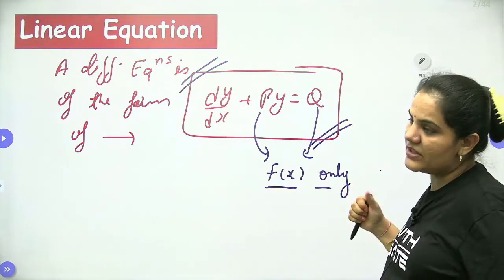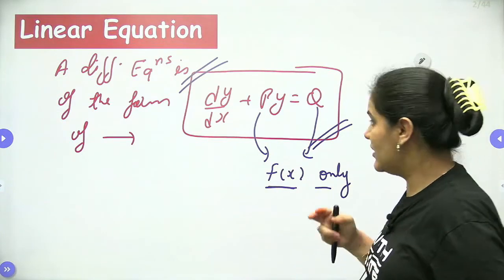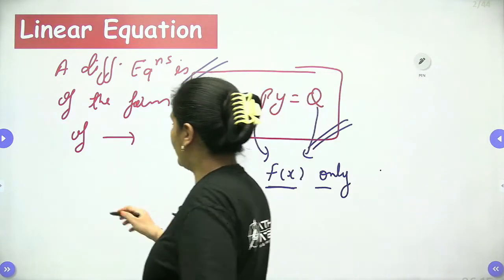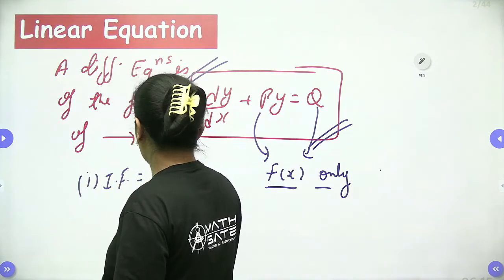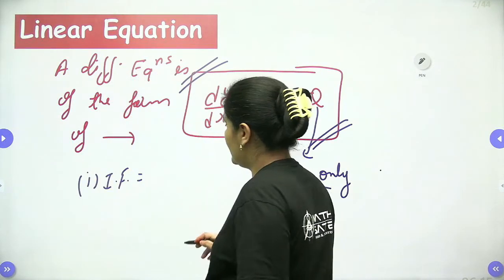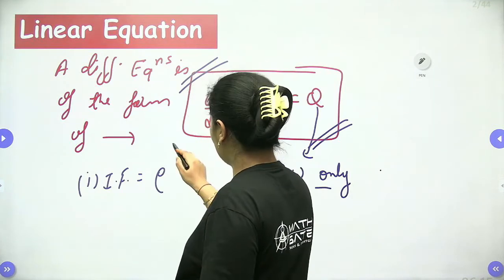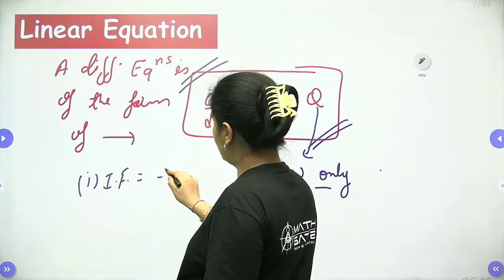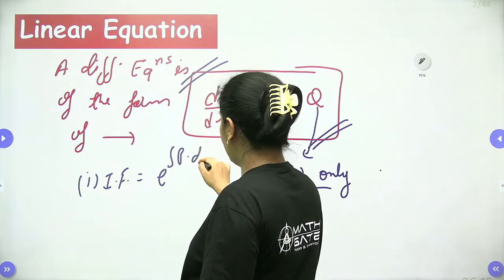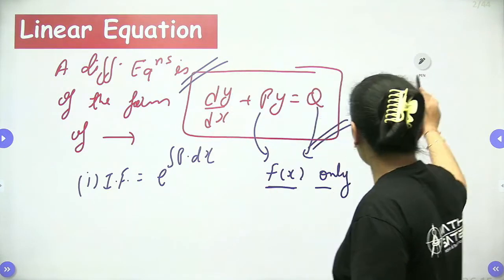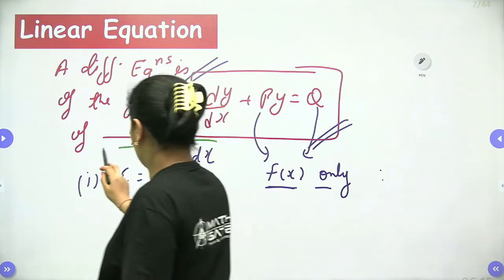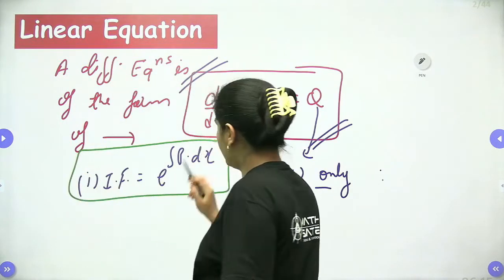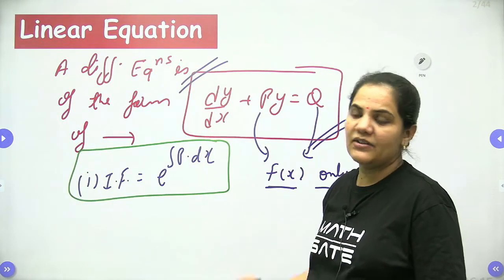Only then will we say this is a linear differential equation. And for the linear differential equation we will find the general solution. Before the general solution we will always find the integrating factor. For the linear differential equation it will be e to the power integration p dx, right? This is called the integrating factor.